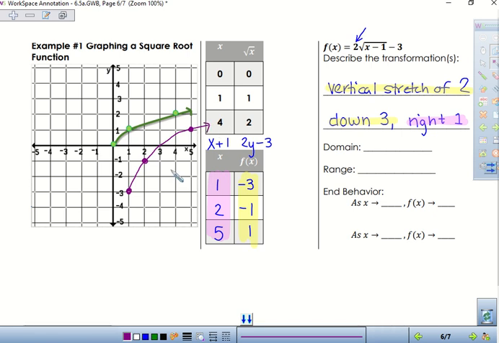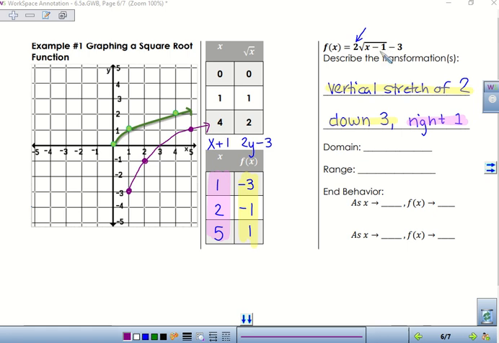And that's what it looks like. As you can see, it's been vertically stretched. It's also been shifted to the right 1 unit, and then it's been shifted down 3 units as well. So we have to adapt our domain accordingly. So let's think about this real quick.